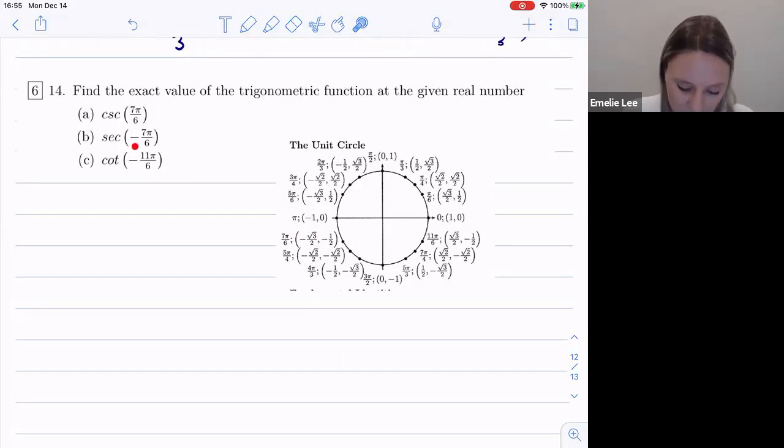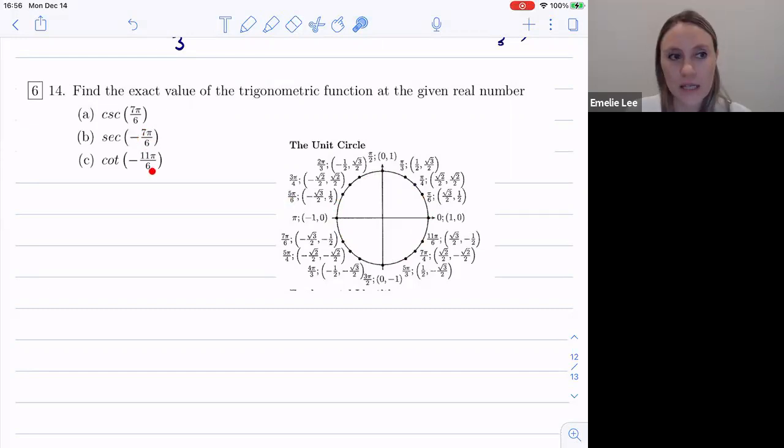Let's talk about these negative values, right? So here, 7 pi over 6, I went a half circle and then pi over 6. So now in the negative direction, I'm going to do the same thing. I'm going to go a full half circle, and then pi over 6 puts me at 5 pi over 6. So negative 7 pi over 6 is actually coterminal with 5 pi over 6.